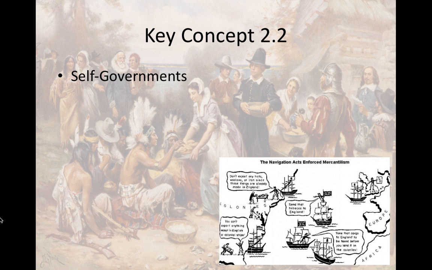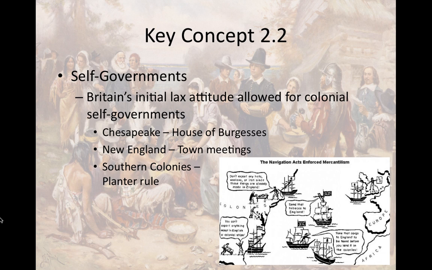One way that the colonies sort of separated from Britain was through self-governments. Initially, Britain was pretty lax with its attitude towards the colonies. It just wanted them to make money, and as long as it was making money, it really didn't care what it did for government. So in the Chesapeake, we see the House of Burgesses, which was a self-governing body. In New England, we saw town meetings, which is a self-governing body. And in the southern colonies, we saw planter rule, which was a self-governing body.